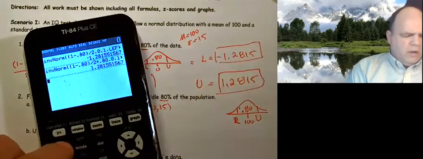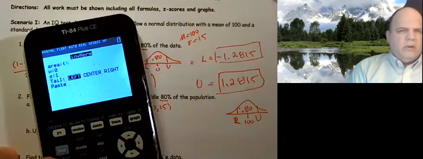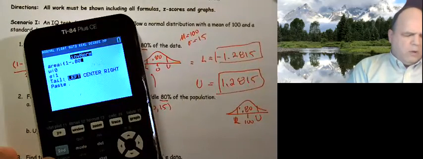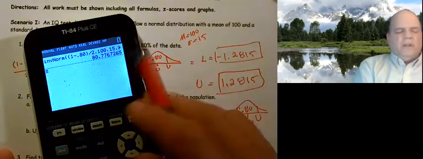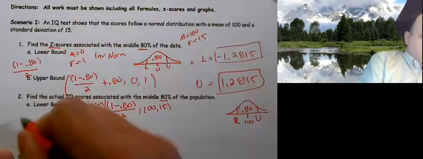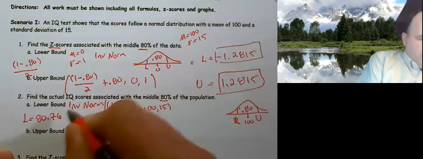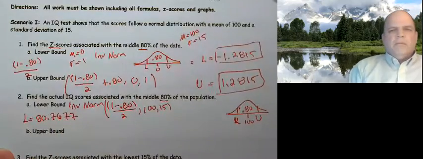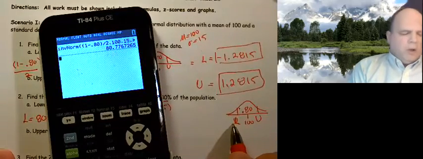Second quit, second vars, inverse norm, parenthesis, 1 minus 0.80, close parenthesis, divided by 2, mean of 100, standard deviation of 15. And this will get me my lower bound. And my lower bound is 80.7677. So lower equals 80.7677. So that's that lower bound, and that makes sense because that 80.77 is below 100.